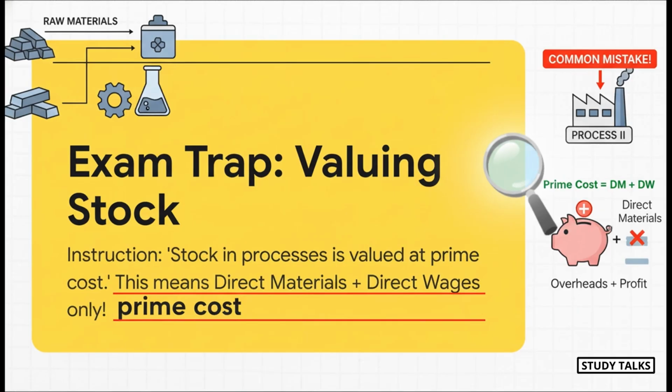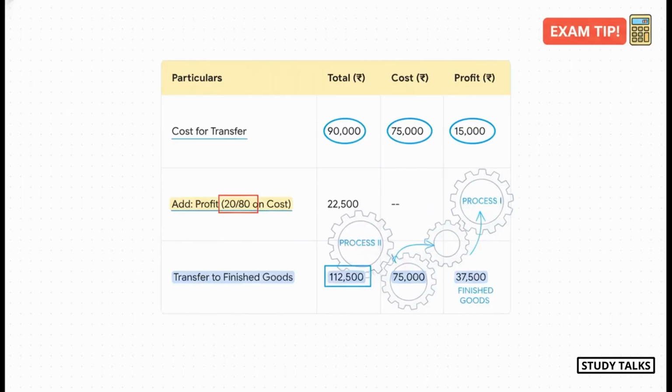If you miss this one line in the question, your whole answer will be wrong. You have to read every single word. So with that sorted, we can finish the Process 2 account. We get our total cost, we subtract the closing stock valued at prime cost, and that leaves us with the cost of goods ready to be transferred. Now the profit here is 20% on transfer price, so that's 20/80, or 1/4 on cost. We apply that, find our new profit, and the grand total gets transferred to finished goods.